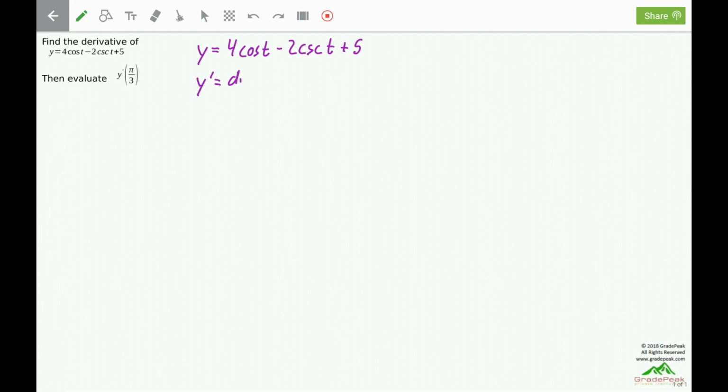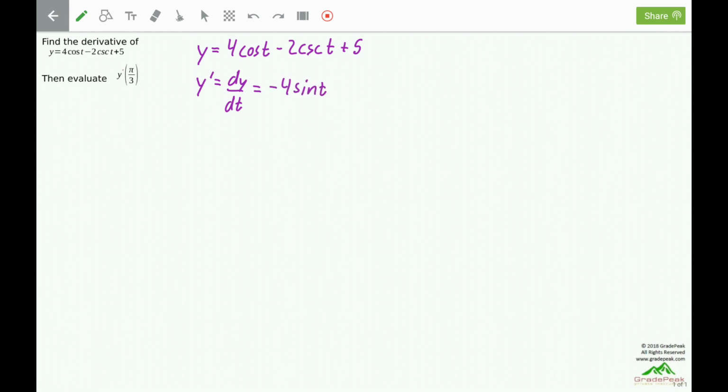Y prime, which can also be called dy dt, equals, the first term is a constant times a function of t. We can take the derivative of the function of t and multiply it by that constant. The derivative of cosine of t is negative sine of t, times the 4 will give us a negative 4 sine of t.